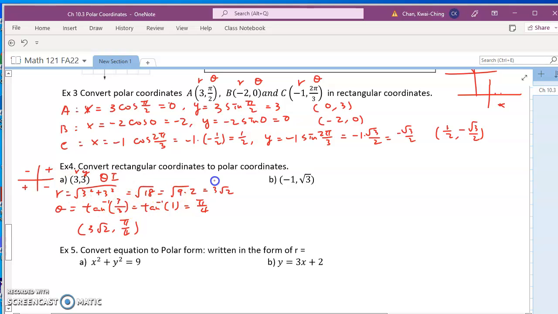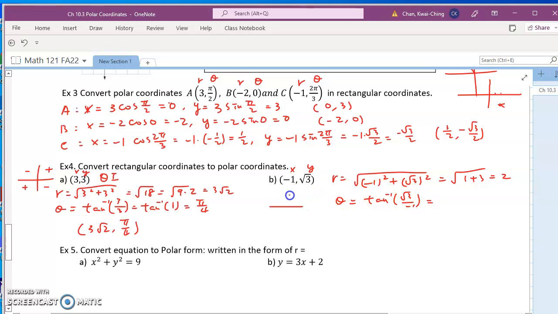Actually more complicated, right? So let's do b. This is the x and this is y. So r is what? R is the square root of -1 squared plus root 3 squared. Negative 1 squared is 1. Root 3 squared is 3. So it's root 4. Root 4 is 2. Okay. What is theta? Theta is arctangent of root 3 over negative 1. That means negative root 3.